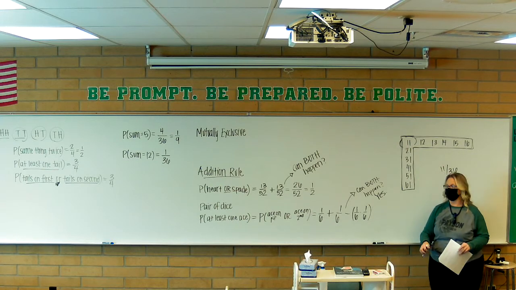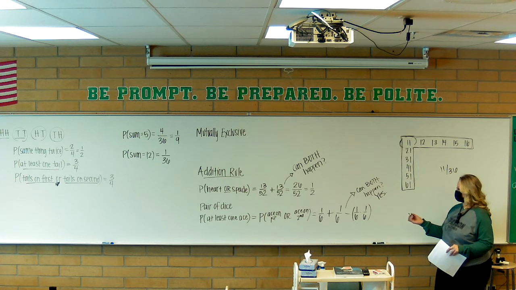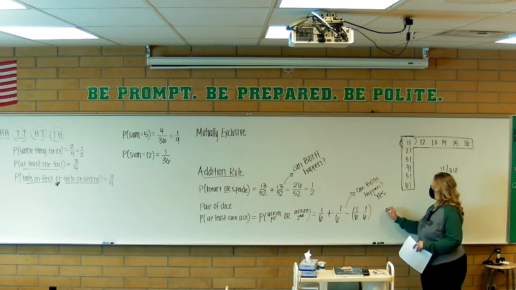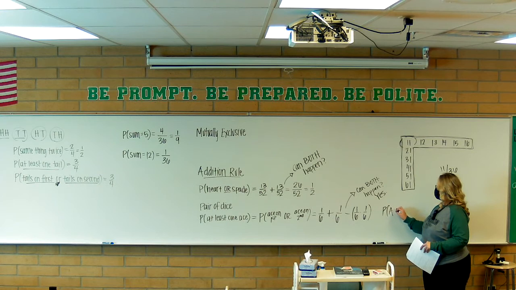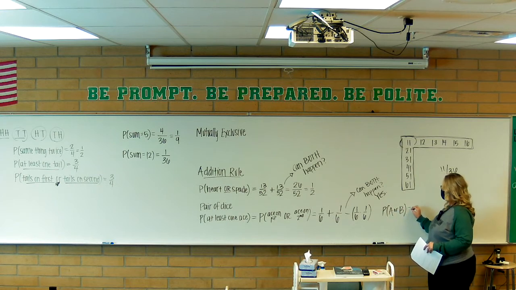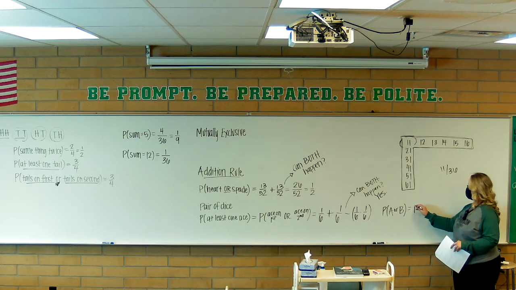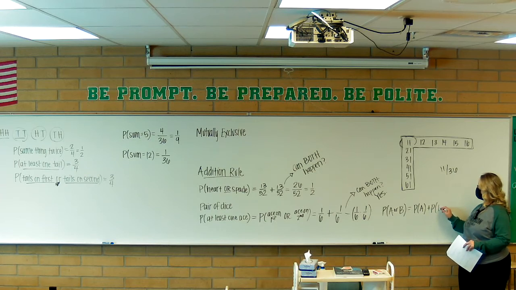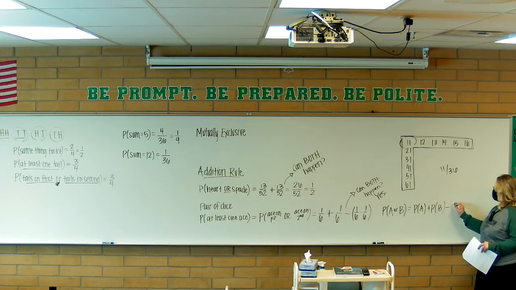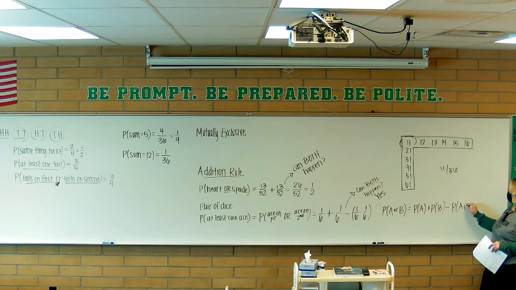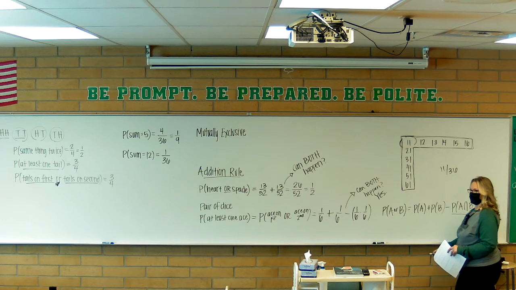Yeah? Okay. So in your notes, it shows you there's a fancy way of writing this. They write it as the probability of A or B. So event A or event B happening is the probability of event A plus the probability of event B minus this fancy thing. Anybody know what that means? Well, what did we just do? We got rid of what?